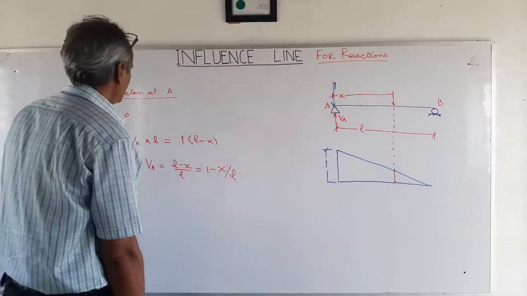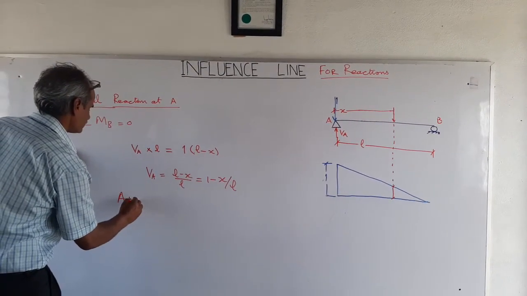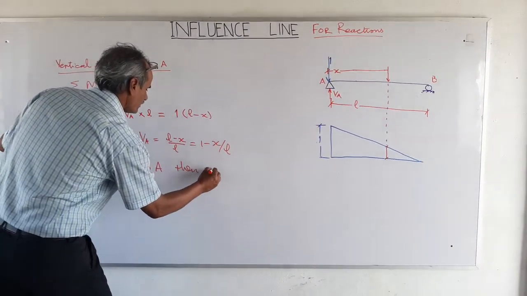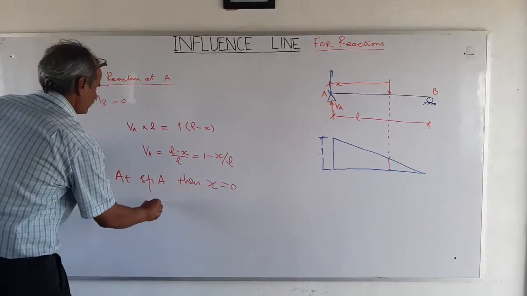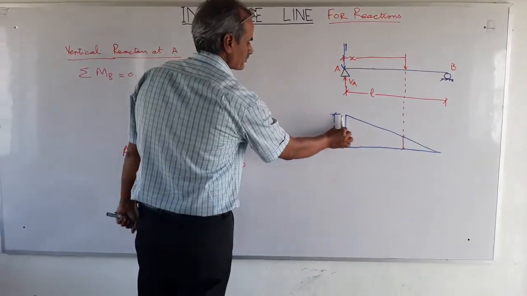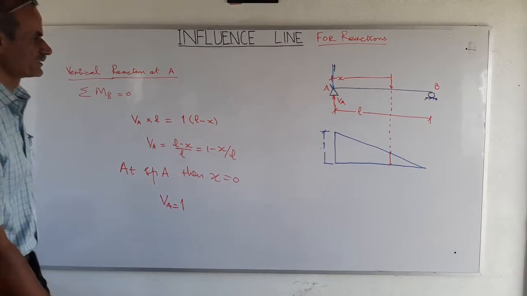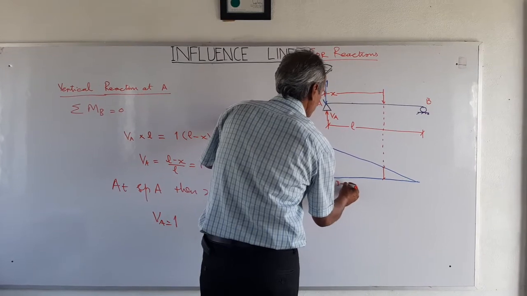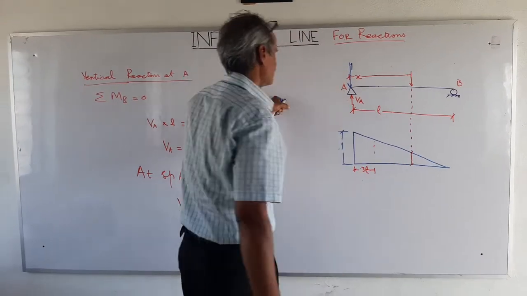Say if we are at support A, then X is equal to 0, and if we replace X is equal to 0 over here, VA is equal to 1, which is so 1. And when we are say at any distance, say let's say at 0.3 of L, say somewhere over here, 1/3, right?